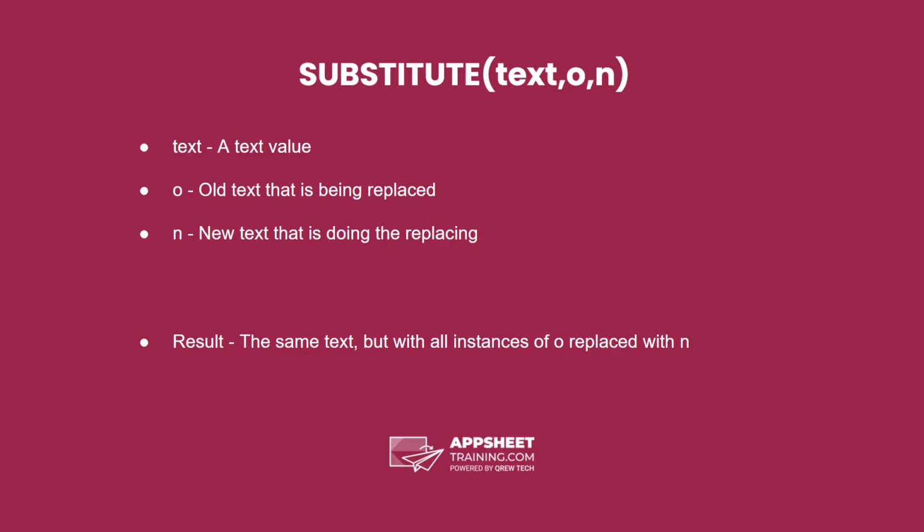The first is the base text value. This is the one that contains elements that you would like replaced. O is the text that you want to replace, and N is the text that is replacing it. The result is the same text, but with all instances of O replaced with N.